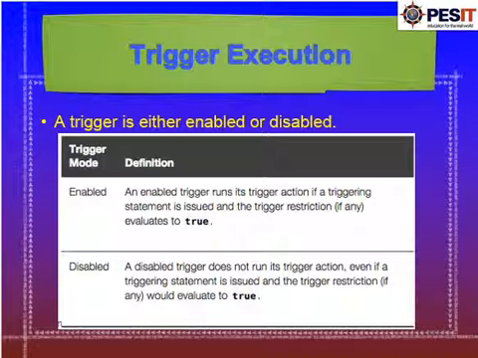Finally, we see trigger execution. A trigger is either enabled or disabled. The figure shows the trigger modes. If the trigger mode is enabled, an enabled trigger runs its trigger action if a triggering statement is issued and the trigger restriction, if any, evaluates to true. If it is disabled, a trigger doesn't run its trigger action even if a triggering statement is issued and the trigger restriction would evaluate to true.